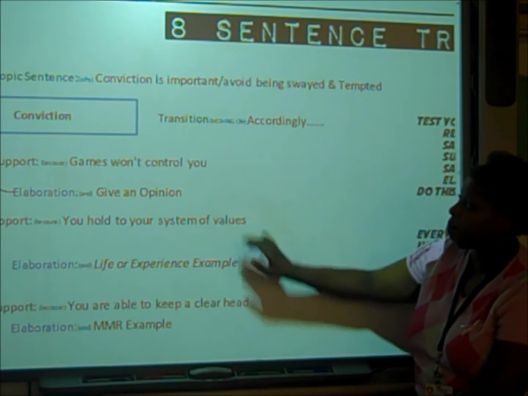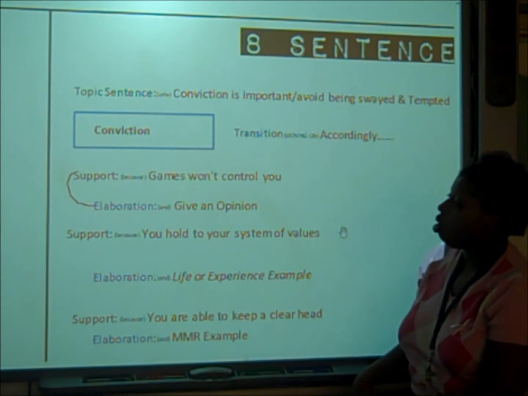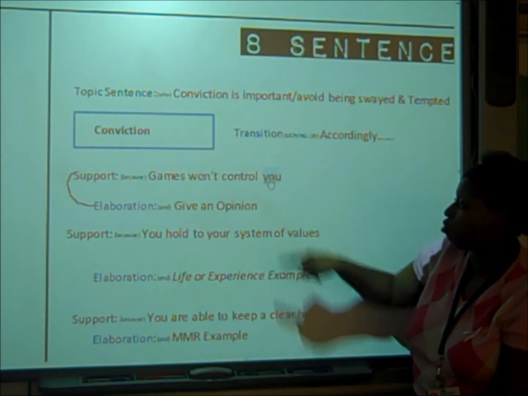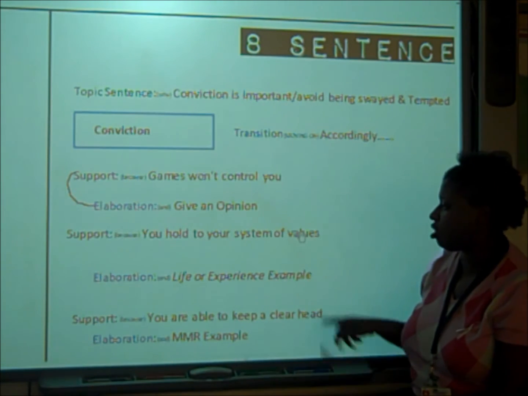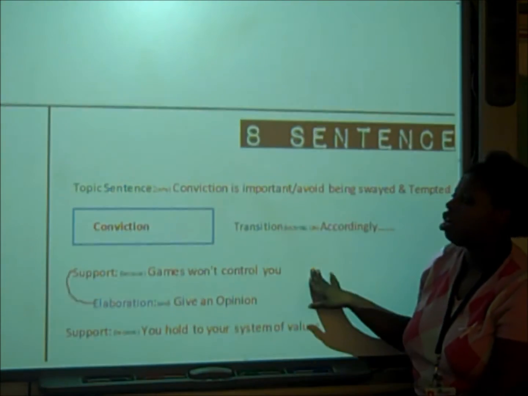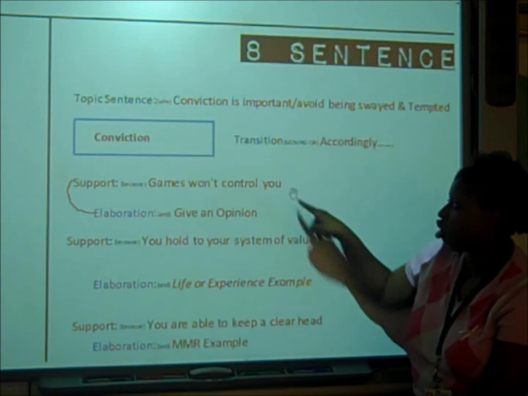Bam. So this topic is on conviction. Why is conviction a good definition of courage? Because the games won't control you. You hold to your system of values. You're able to keep a clear head. That's how conviction demonstrates or shows courage.